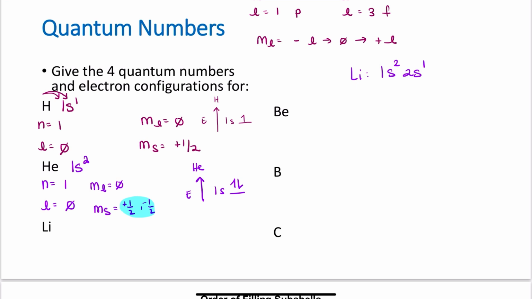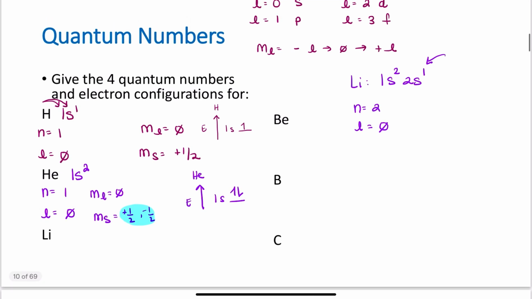Now for the quantum numbers, I'm only going to describe the last electron added, just because it's going to get messy otherwise. The last electron added is the electron here. Principal quantum number is 2. My L is still 0. I'm still in the s block. M sub L, still 0. And my m sub s, looking at lithium: lithium has 1s, 2 electrons, and 2s, 1 electron. We're talking about this electron right here, so plus 1/2 for the m sub s value.